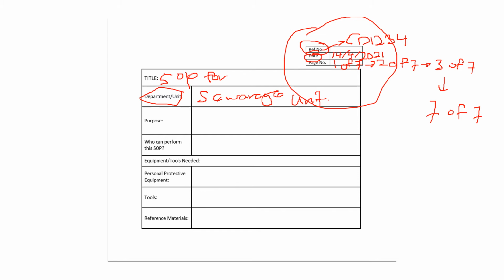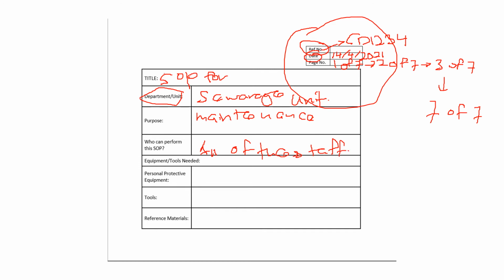What is the purpose of the SOP? SOP is for the maintenance, for example. So you need to write it in a full sentence. What is the purpose? Over here I'm just writing it in a simpler version. So this is for maintenance. Who can perform this SOP? It depends. In some of the texts, the SOP can be performed by anyone, or maybe you can put all of them.